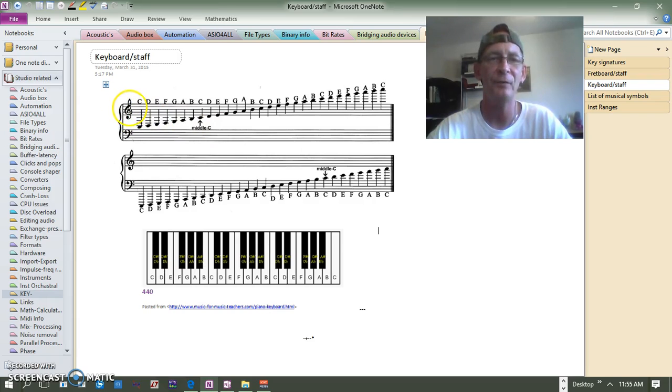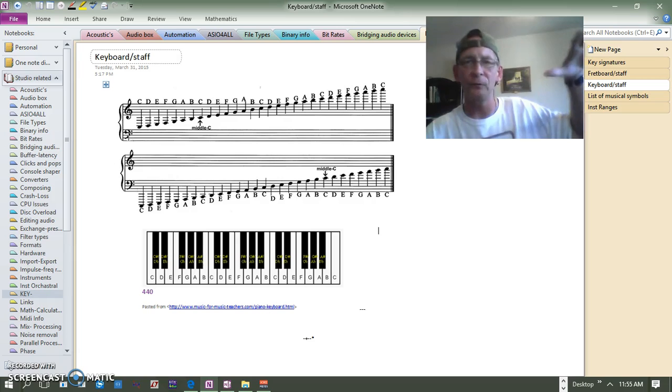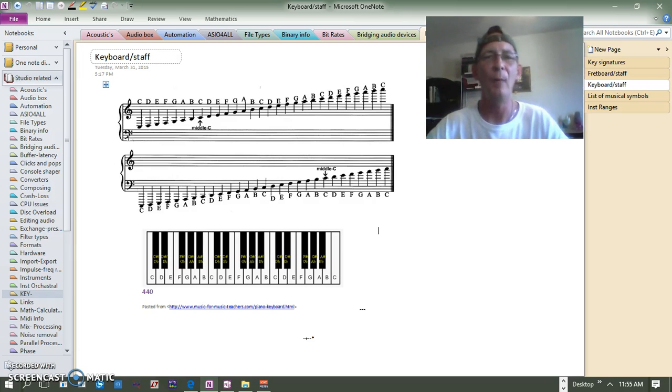You have a treble staff and a bass staff, treble clef and bass clef, and they're separate staves for working with upper register music and for notes that are in the lower register, higher and lower frequency notes. That's a very simple concept to understand, and now you understand that.